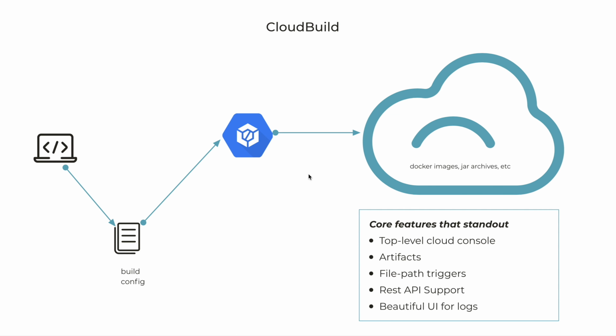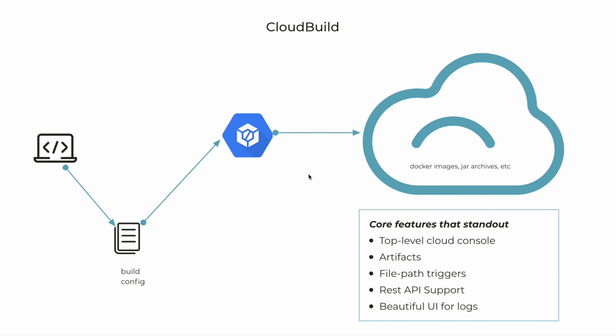Next is the artifacts. The outcome of most build pipelines is the production of releasable artifacts such as images or other artifacts. Cloud Build provides a way to preview all of these artifacts produced as a result of your build process. File path triggers. This means you can initiate a code build not just from your local machine or your remote code repository, but also from Google Cloud Storage and any other file-based location.